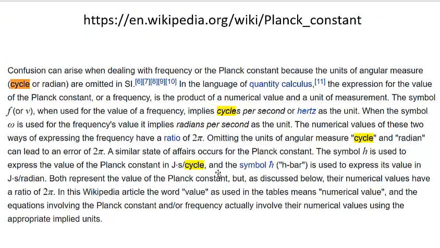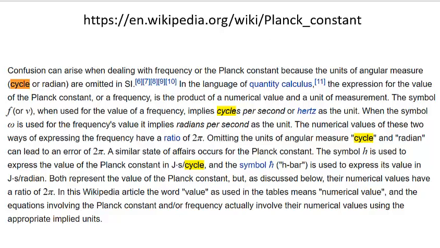I also want to read you this little section from the Wikipedia page on Planck's constant. Actually, ironically or coincidentally, one of my viewers sent me this yesterday. His name is Dragon. I hope I'm saying that right. Thank you for sending me this, because this is an important point that needs to be made. I'm just going to read this to you.